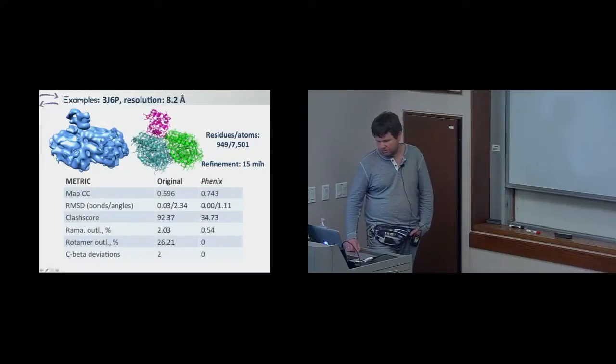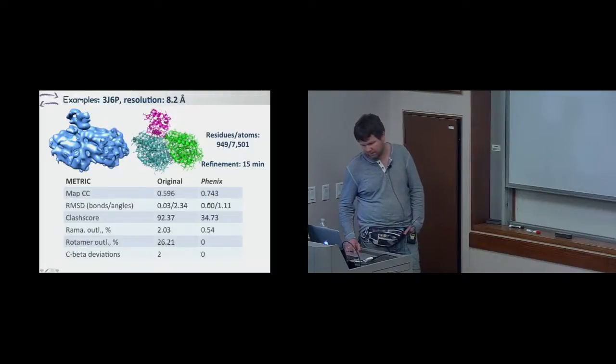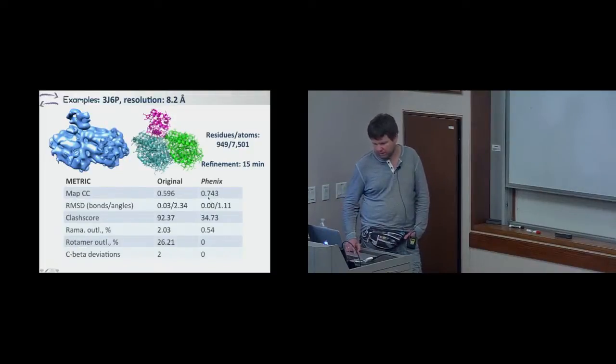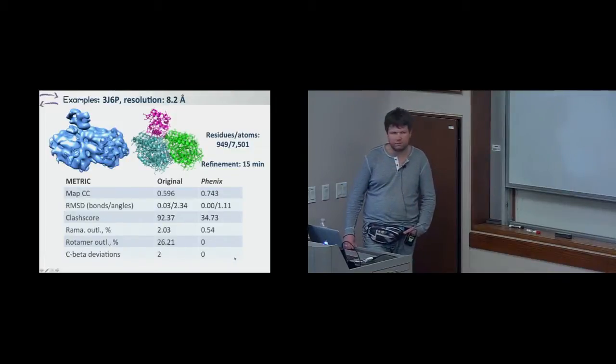Another example took 15 minutes to refine. This is a rather small example. Again, we improved the map correlation coefficient from 0.596 to 0.733. At the same time, we improved overall covalent geometry. We significantly improved clash score, got rid of most of the Ramachandran outliers, have no rotamer outliers, and C-beta deviations were improved too.